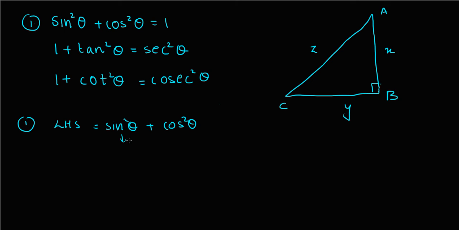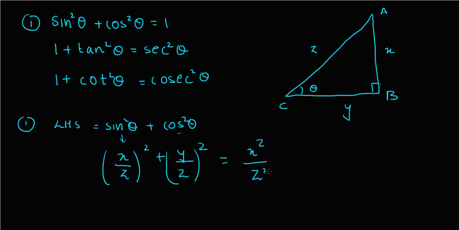Sine theta is given by opposite side by hypotenuse. I'll take this as theta. The side opposite to theta is x and the hypotenuse is z. So it is x by z the whole square plus what is cos? Cos is adjacent by the hypotenuse. So that's y by z the whole square. Opening the brackets, this would be x square by z square plus y square by z square. Since the denominators are same, I can write this as y square plus x square whole thing by z square.